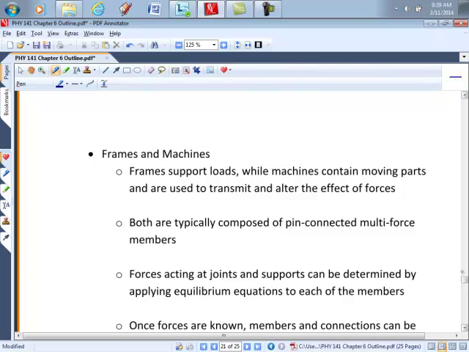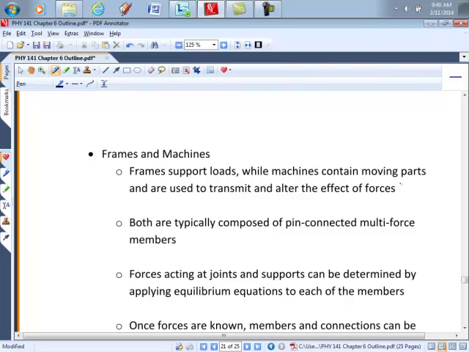All right, so we're going to move on to frames and machines. These aren't necessarily going to be trusses, but they're going to be composed of two force members, the same as trusses, members that are under tension or compression, so that we can, by breaking the frame or the machine into pieces, analyze the internal forces. So we're going to use the method of sections and the method of joints for things that aren't necessarily trusses. So, frames support loads while machines contain moving parts and are used to transmit and alter the effective forces.